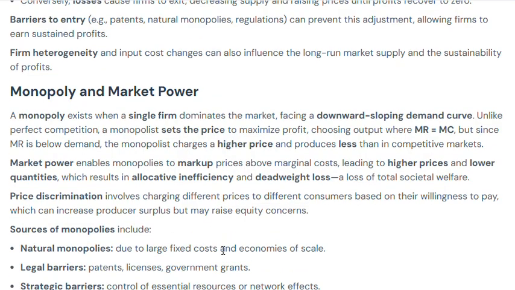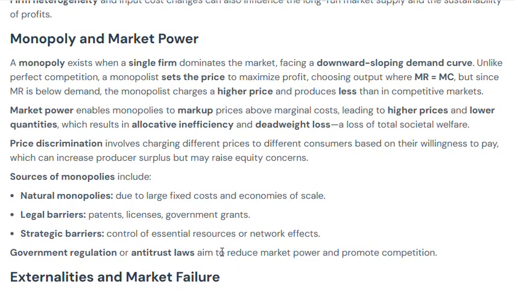The monopoly and market power. A monopoly exists when a single firm dominates the market, facing a downward sloping demand curve. Unlike perfect competition, a monopolist sets a price to maximize profit, choosing output where marginal cost equals marginal revenue. But since marginal revenue is below demand, the monopolist charges a higher price and produces less than in competitive markets.